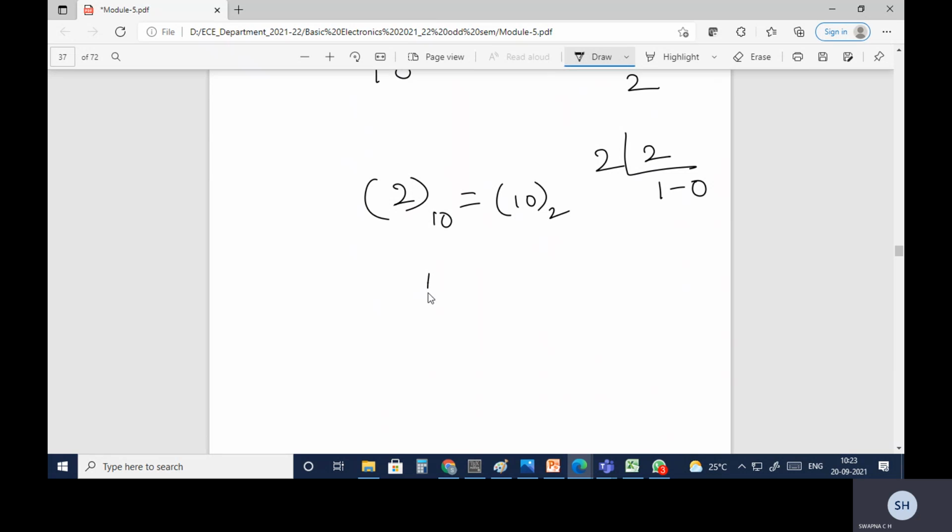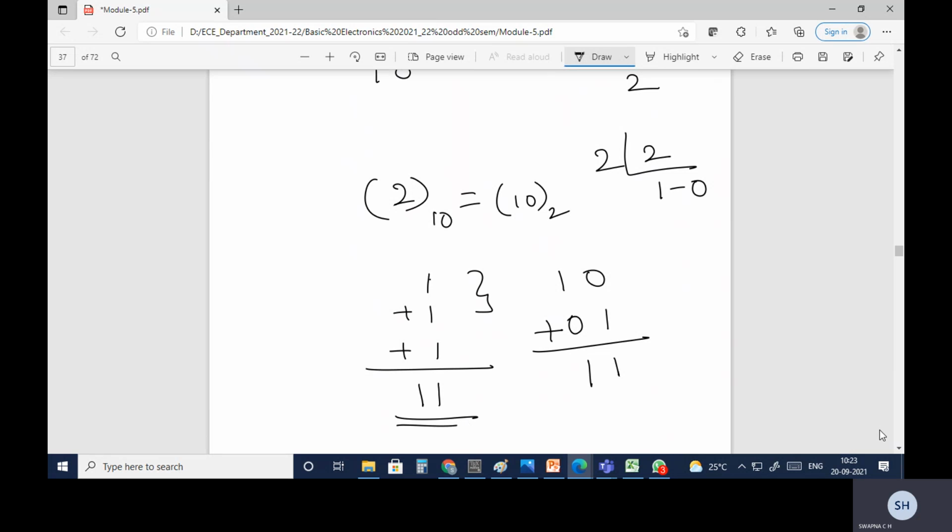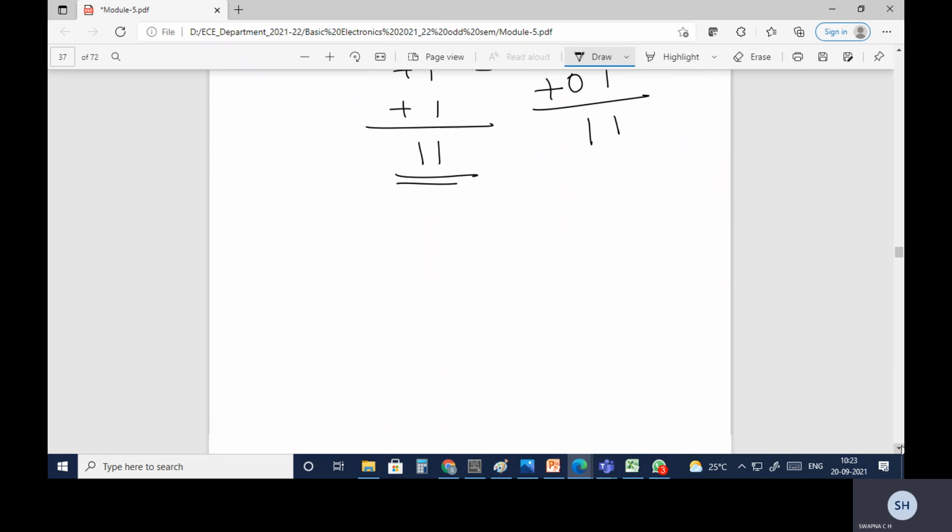And one more thing we'll see, 1 plus 1 plus 1. When you add the first two, you get 10. So 10 plus 1 again. Now you need to add these numbers. 0 plus 1 is 1. 1 plus 0, nothing is there, it implies 0, so it is 1 again. So when you add 1 plus 1 plus 1, the output is 11. Okay, so this is the addition of two bits.